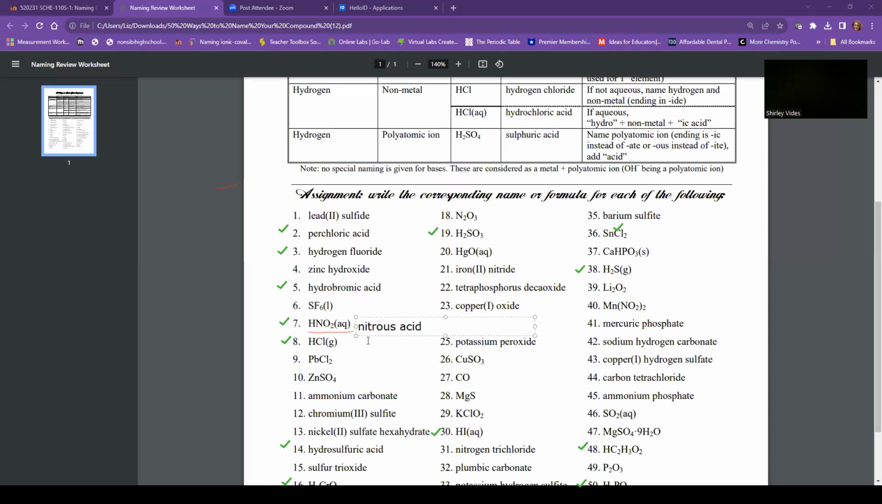Nitrous. Okay. This one right here, you notice it says gas. So this is just hydrogen chloride. It is not hydrochloric acid.